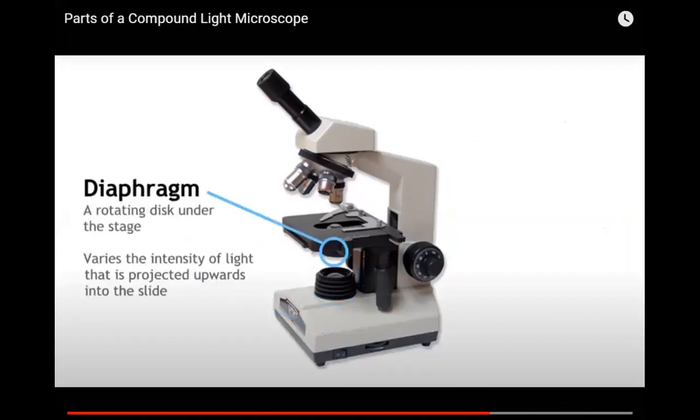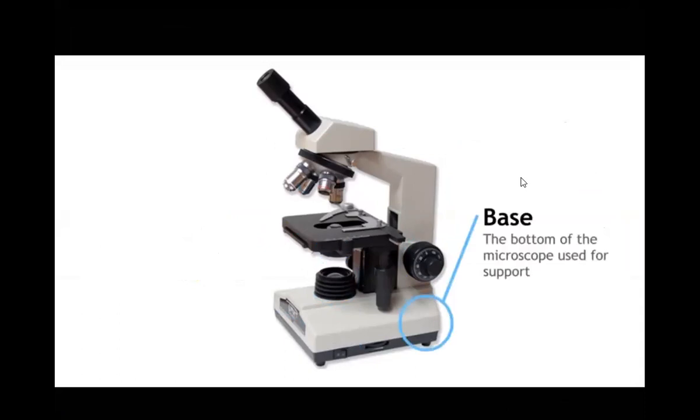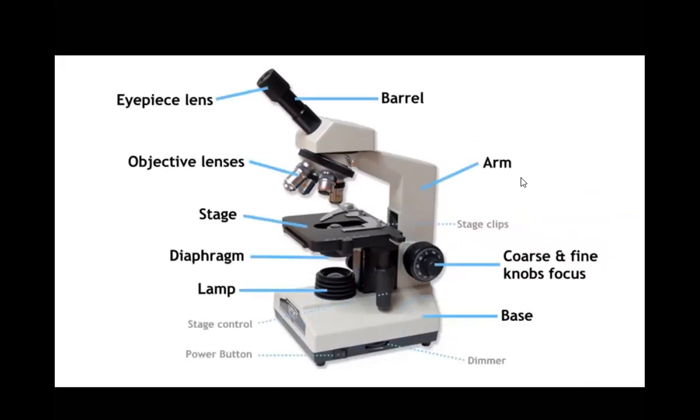The diaphragm. This is a rotating disc found under the stage. It varies the light intensity that is projected upwards into the slide. The base. This is the bottom of the microscope and is used for support. The base should also be used along with the arm when carrying the microscope. Now, let's review all the parts at once.